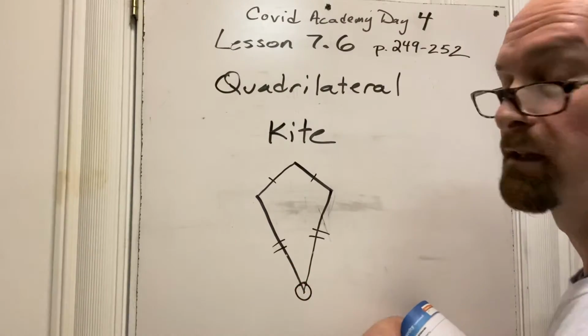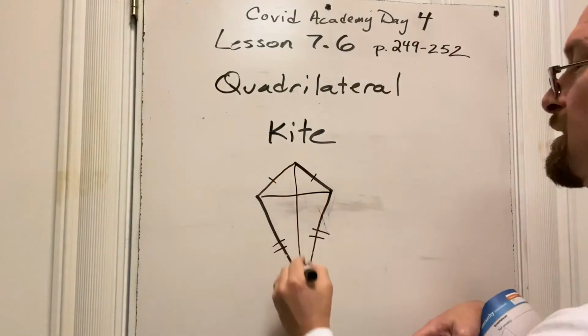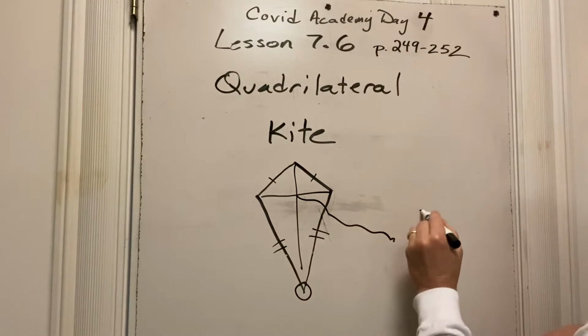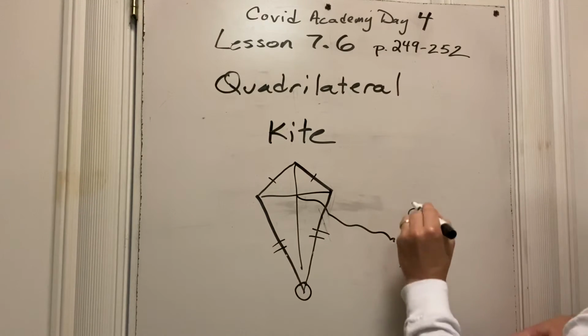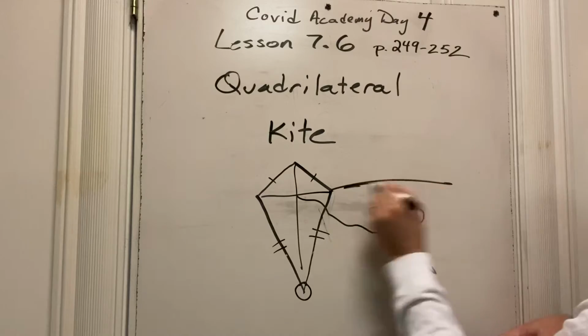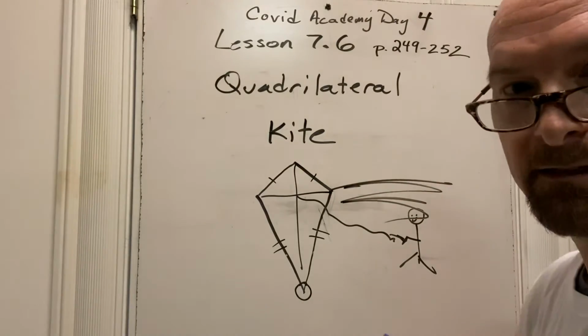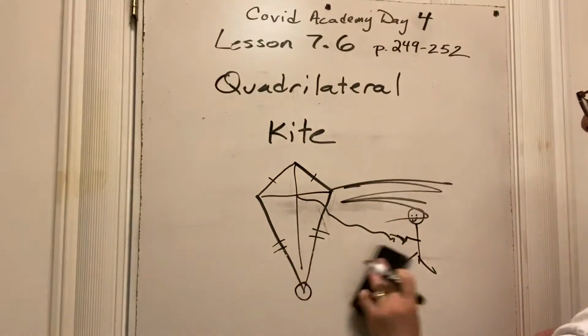And why is that called a kite? Yes, you guessed it, because if you put a little string here and you put a little guy and smiling, and then the wind's blowing, right? That's good. It's good times. That's a kite. Okay.